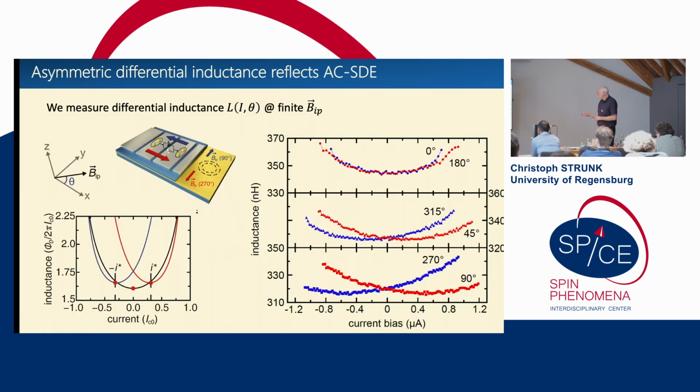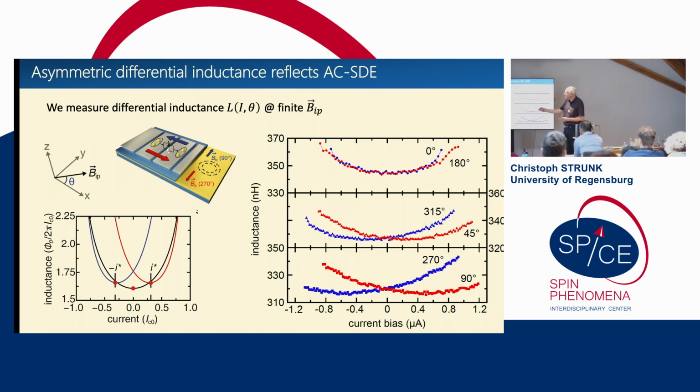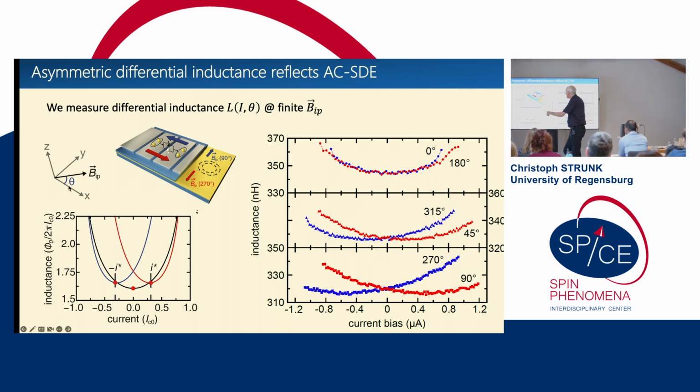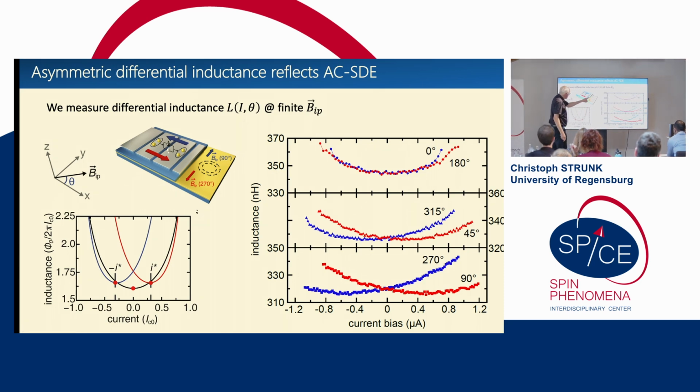Okay. And this is exactly what we observe in experiment. Here we have our chain of Josephson junctions, and now we apply an in-plane magnetic field in different directions. The upper graph is for a magnetic field parallel or anti-parallel to the current, and you see there is no effect. It is symmetric around zero current.